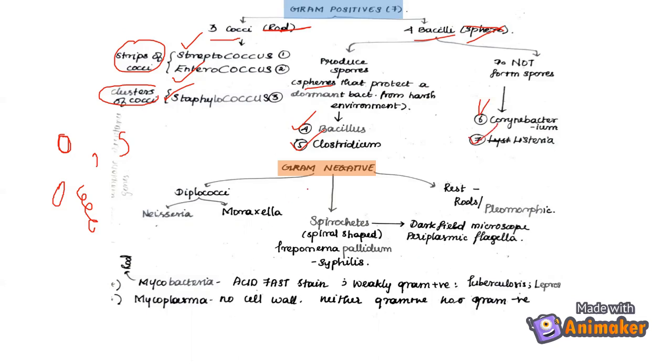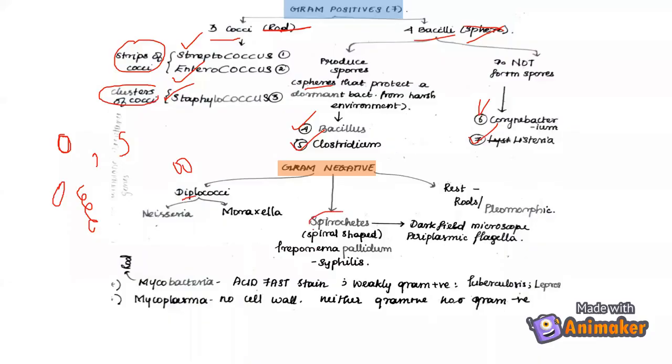Coming to gram-negative, there are only two groups of gram-negative cocci, and both are diplococci. Diplococci look like coffee beans, like two cocci together. Examples are Neisseria and Moraxella. And there is just one gram-negative group which is spiral-shaped, the spirochetes. An important example is Treponema pallidum, which causes syphilis. The rest of the gram-negative bacteria are rods or pleomorphic.